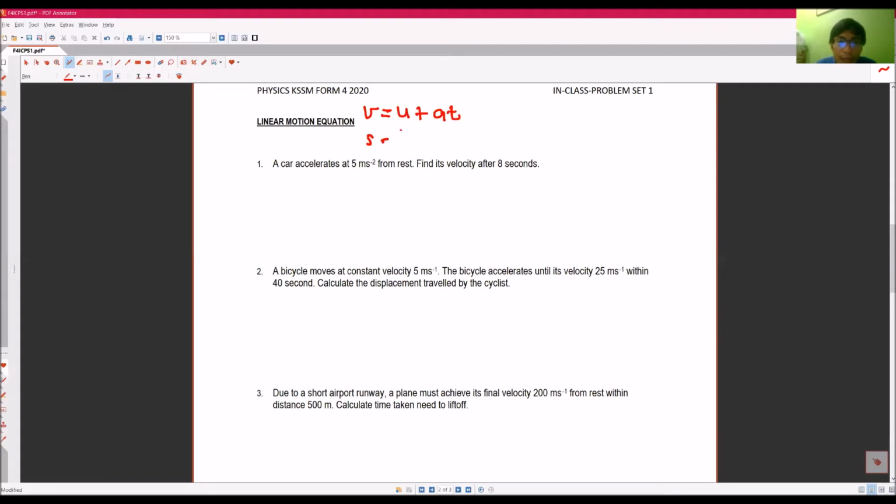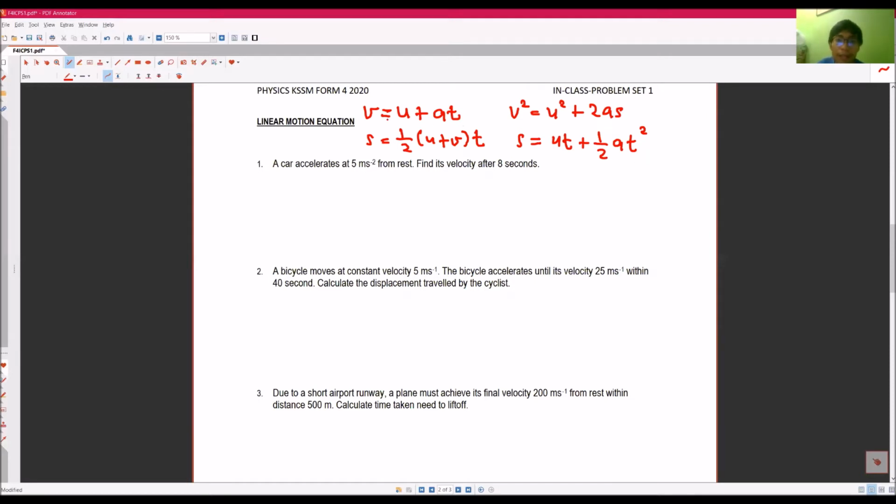Next, S equal to 1/2 (U plus V) times T. Next is V squared equal to U squared plus 2AS. And the final one is S equal to UT plus 1/2 AT squared. So we have four equations, and each equation is used in a different situation.